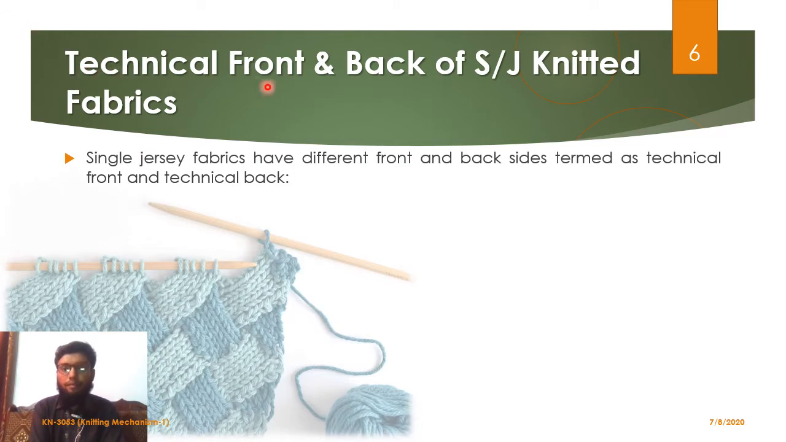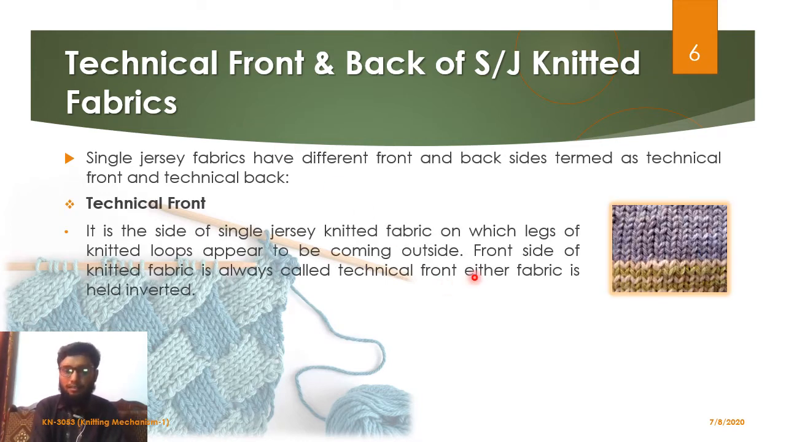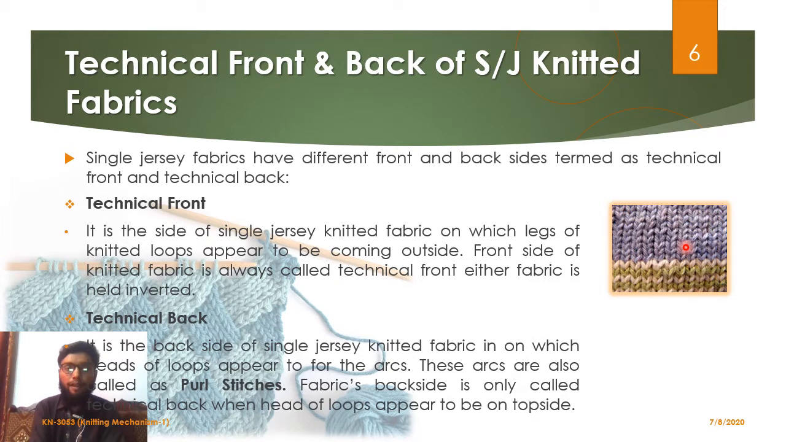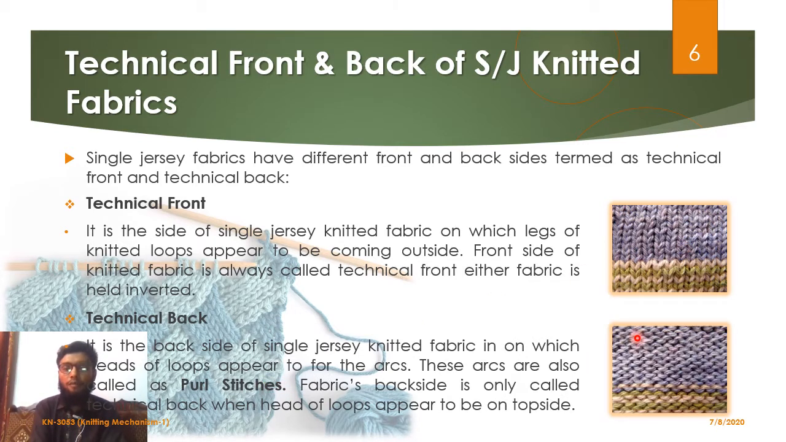Technical front and back of single jersey fabrics. Single jersey fabrics have different front and back sides, so two terms are used. The first one is technical front. This is the side of the fabric on which the legs of loops look like they are coming towards the viewer, while the technical back is the side of the fabric on which the heads of loops look upward in the form of arcs. These arcs are also called the purl stitches.